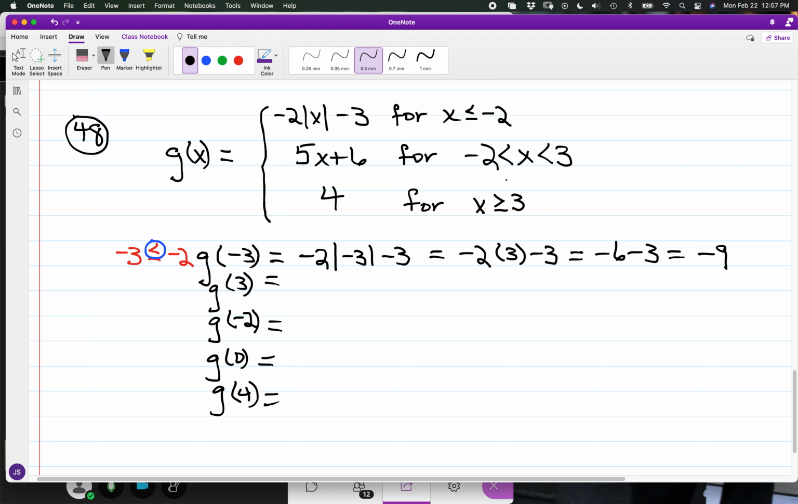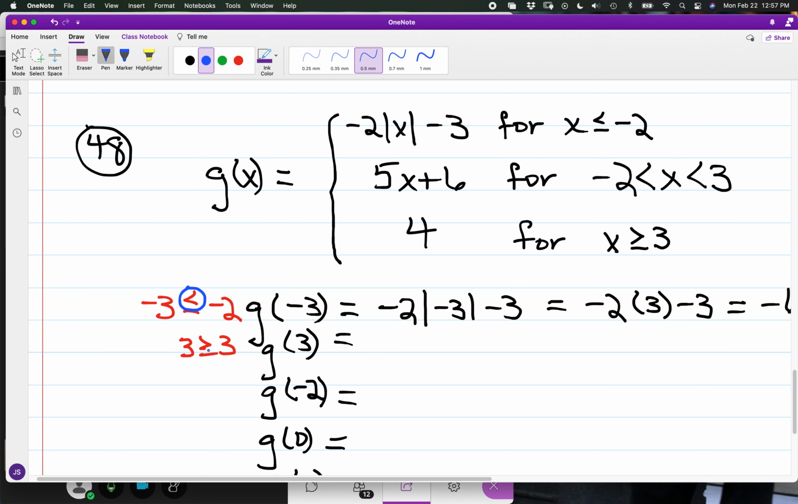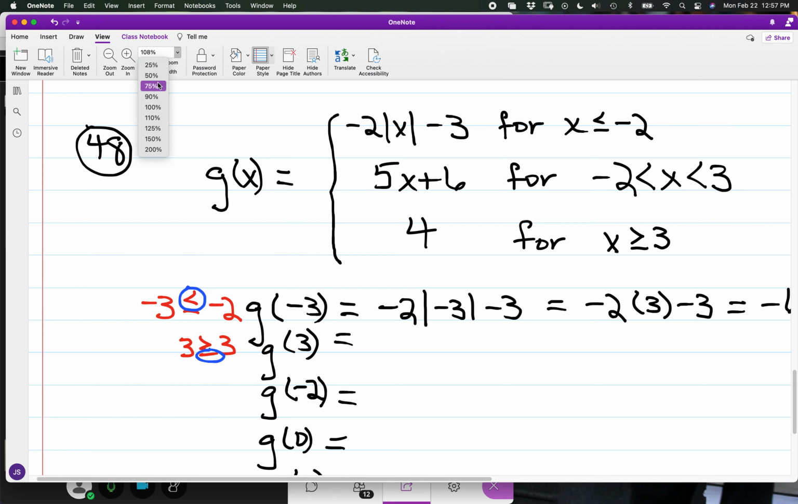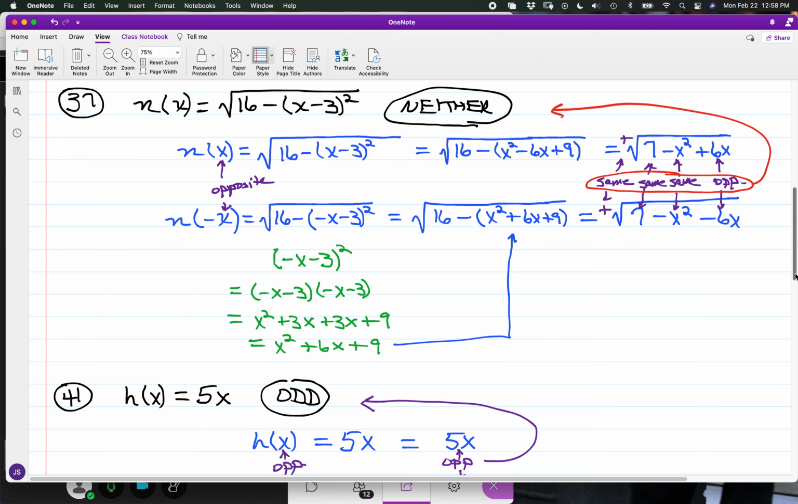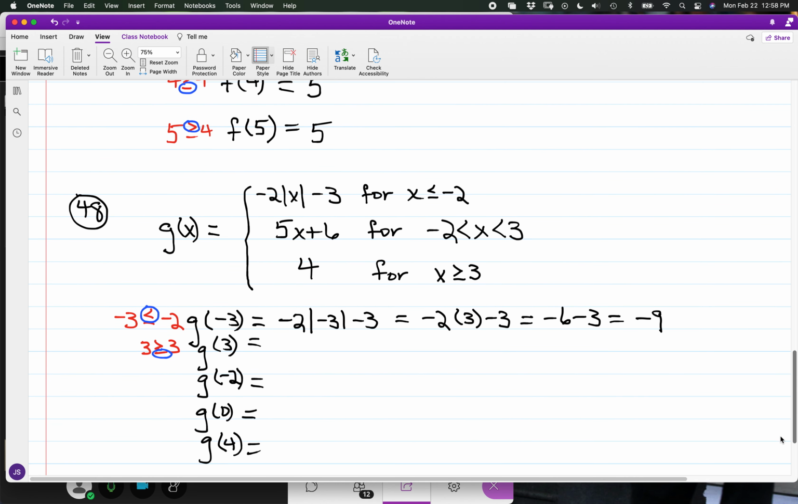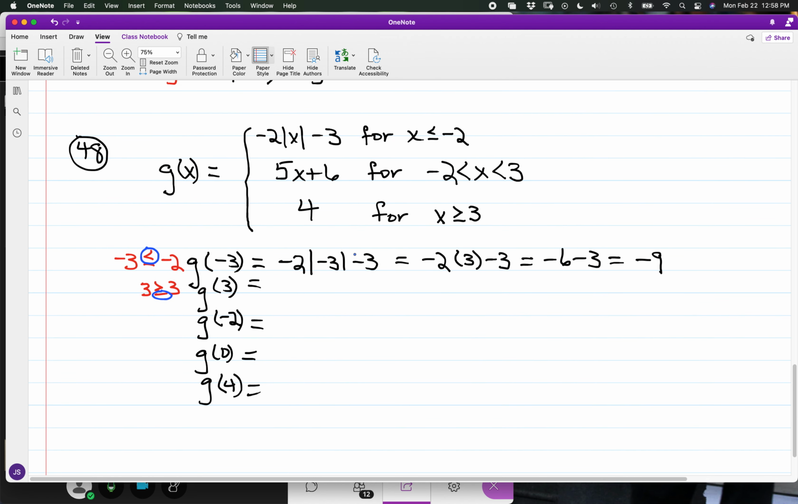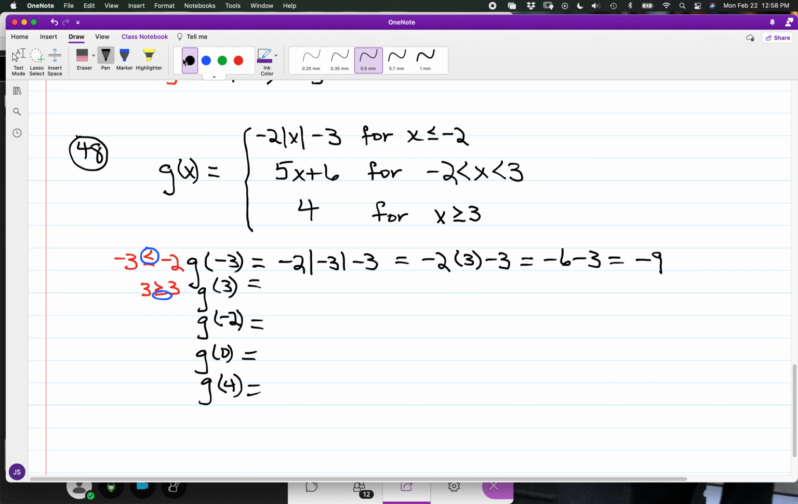Now for g of 3, 3 is not greater than itself, but it is equal to itself, and this last description is going to apply thanks to the equal section. So in the case of g of 3, looking at the last piece, anything that is 3 or greater for the input, the output is going to remain fixed at the number 4.